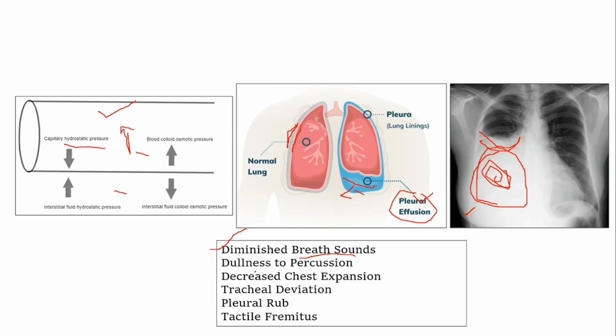When you percuss the chest, you will feel dullness. Normally the percussion is resonant, but here dullness will occur. There will be decreased chest expansion, and tracheal deviation will occur to the opposite side when there is a very large pleural effusion. Pleural rub will also occur due to the friction between the two pleura. Tactile fremitus is the vibration which will be decreased when you place the hand on the chest. The sound vibrations will be decreased.